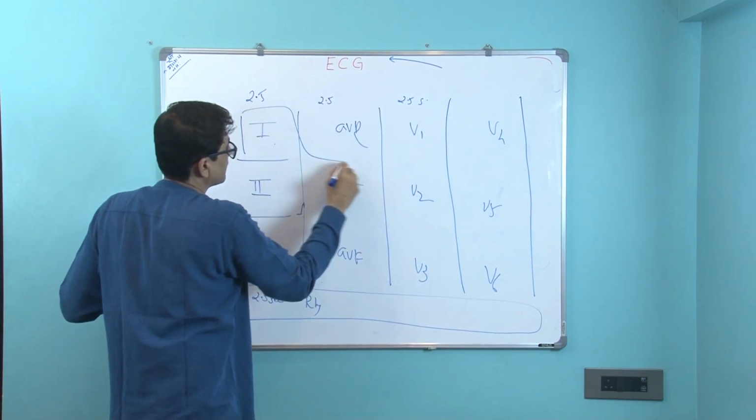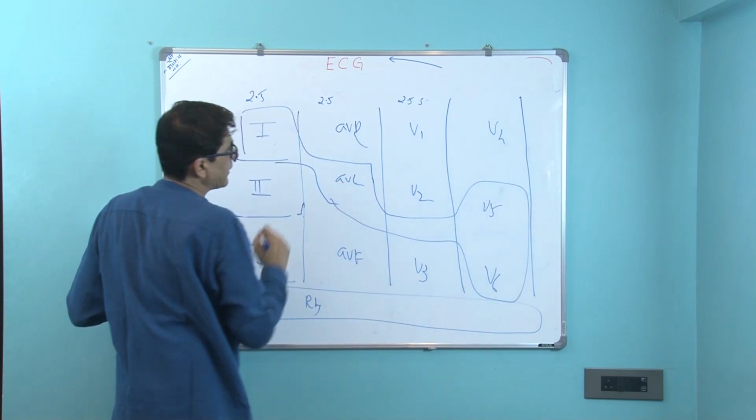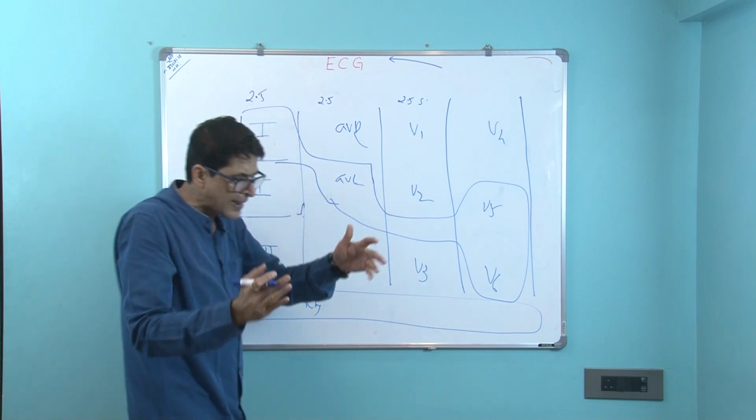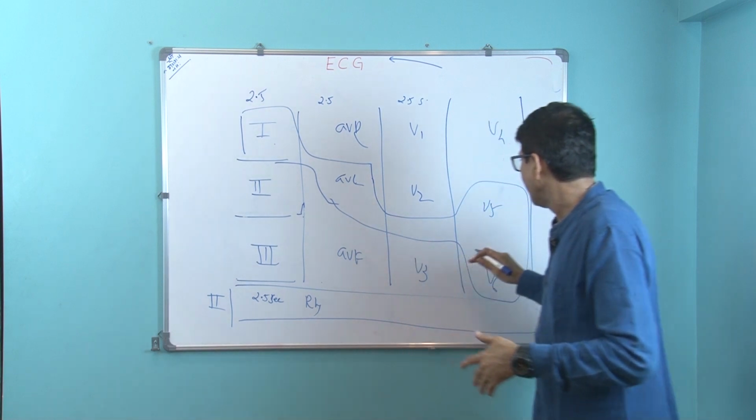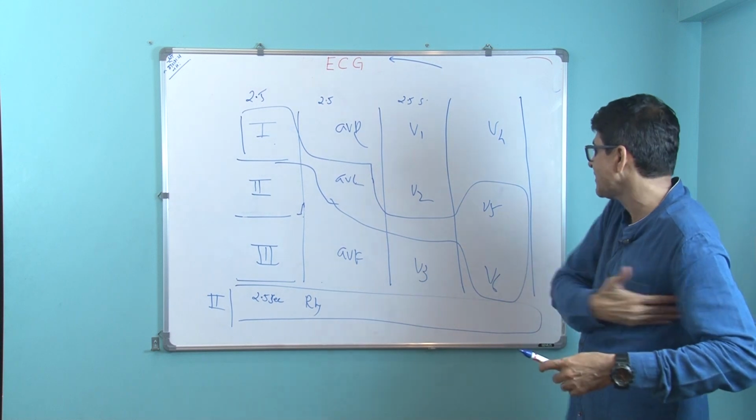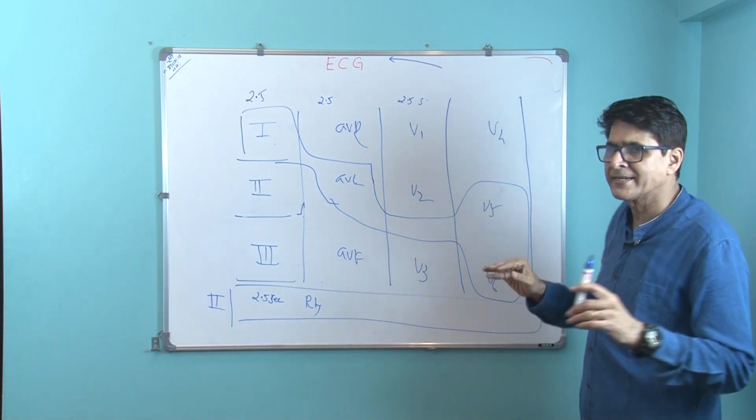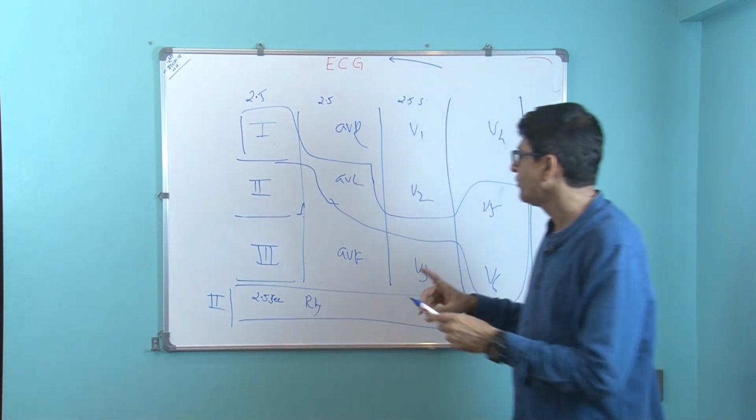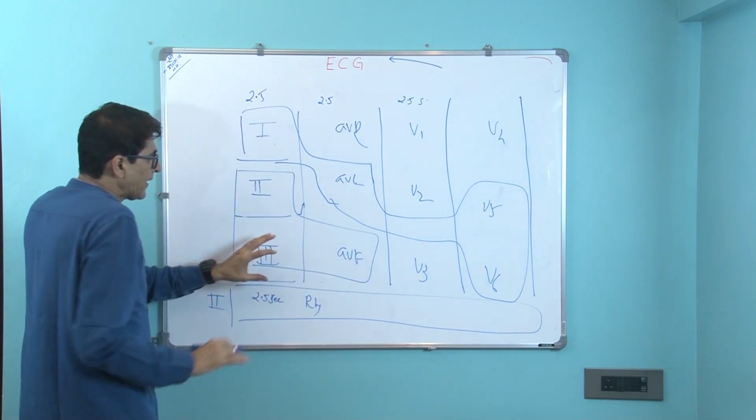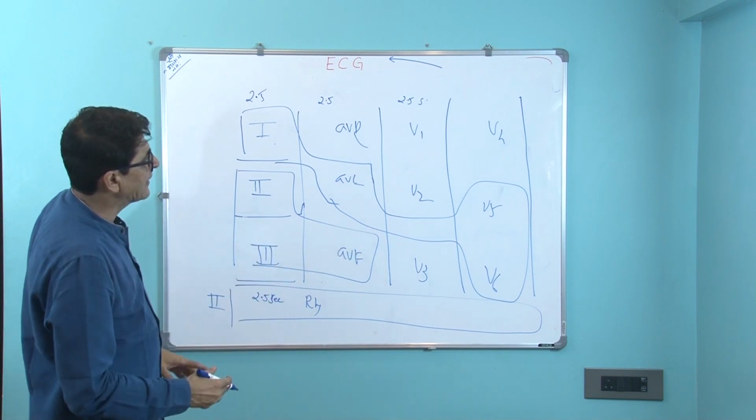Out of these, lead 1 and AVL are high lateral leads, and you can make out this is the medial side, this is the lateral side. So V5, V6 are already lateral. Lead 1, AVL, V5, V6 collectively are called lateral oriented leads. So what are remaining now? 2, 3, AVF. I will draw the axis diagram shortly and you will come to know how they are related.